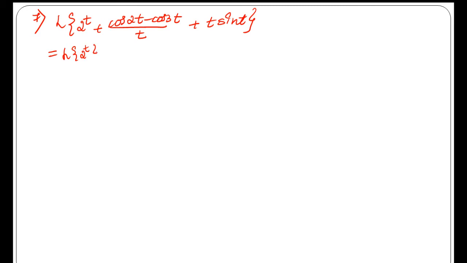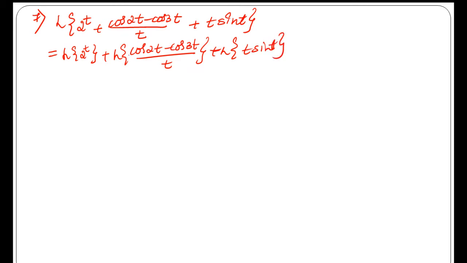We'll write this as the Laplace transform of 2^t plus the Laplace transform of (cos 2t minus cos 3t) divided by t, plus the Laplace transform of t sin t. Okay, take it as 1.